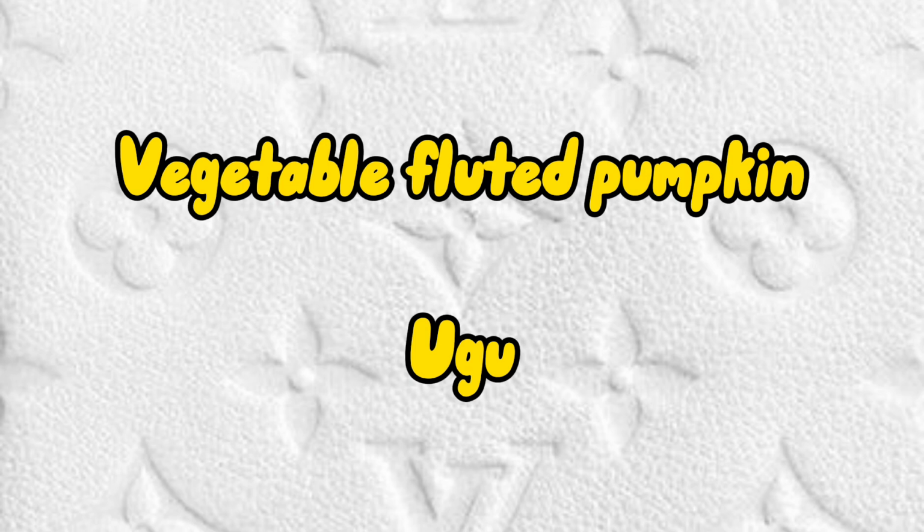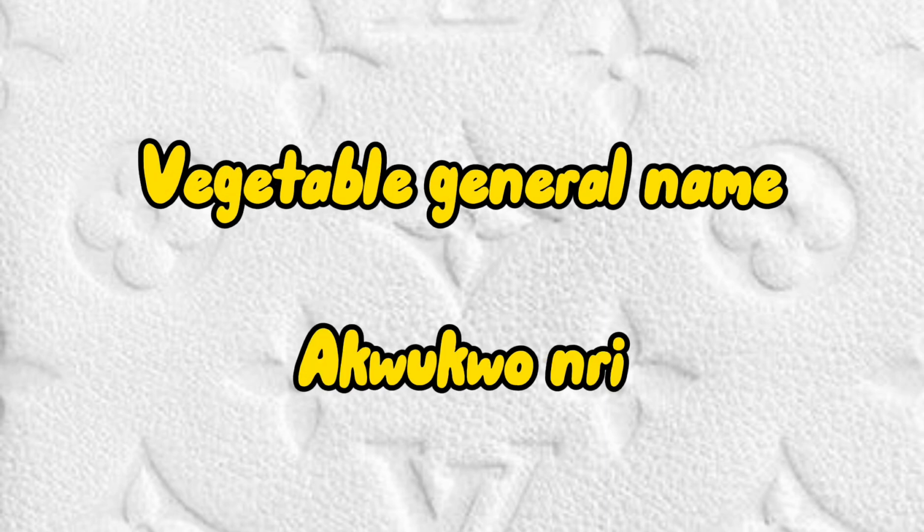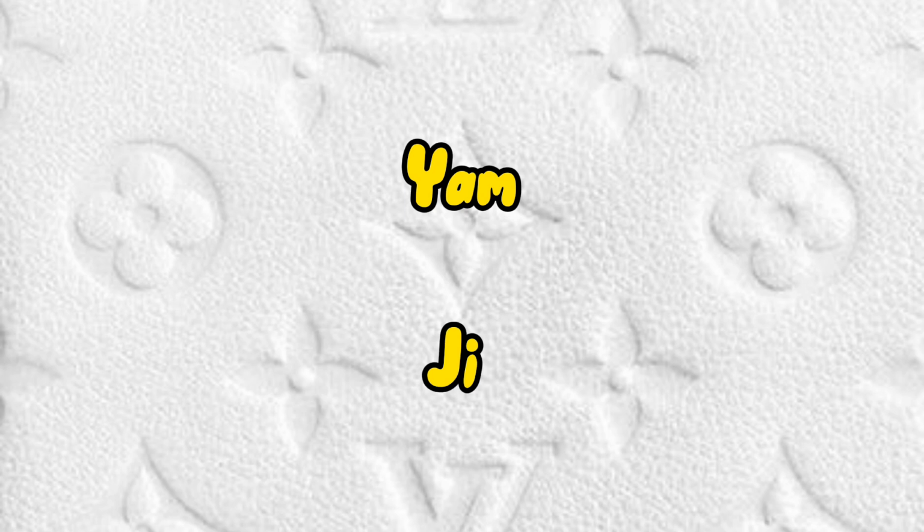And to proceed after this, the vegetable used for oha soup is called oha leaf. Do you understand? Vegetable generally is called akwụkwọ nri. The general name for vegetable is akwụkwọ nri. Okay. Yam, ji.